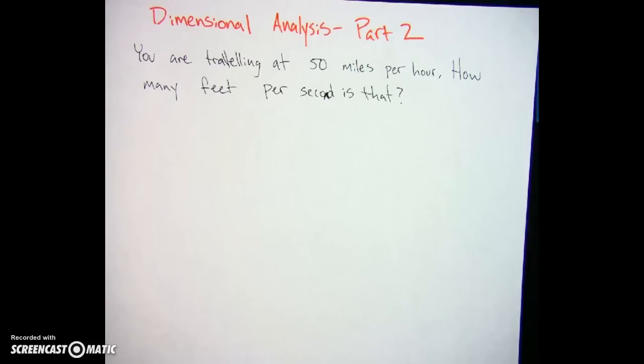In this video we're going to try a question that's a little bit tougher and is going to actually require your conversion factors sheet. As you can see on your screen, we are trying to solve the question: you are traveling at 50 miles per hour, how many feet per second is that?